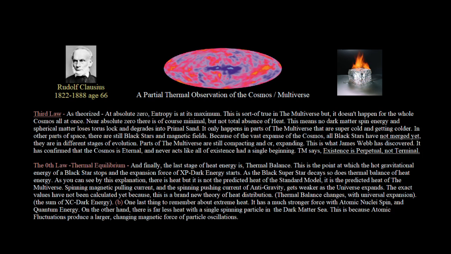In other parts of space, there are still black stars and magnetic fields. Because of the vast expanse of the cosmos, all black stars have not merged yet, they are in different stages of evolution. Parts of the multiverse are still compacting and/or expanding. This is what James Webb has discovered. It has confirmed that the cosmos is eternal, and never acts like all of existence had a single beginning. TM says, existence is perpetual, not terminal.